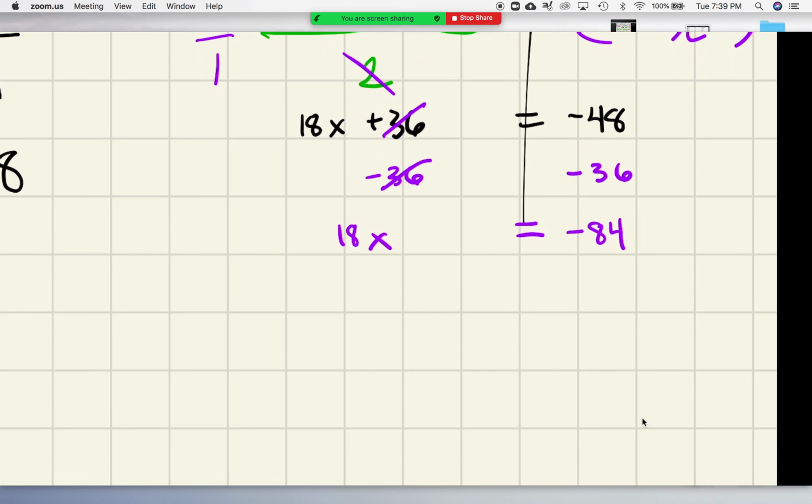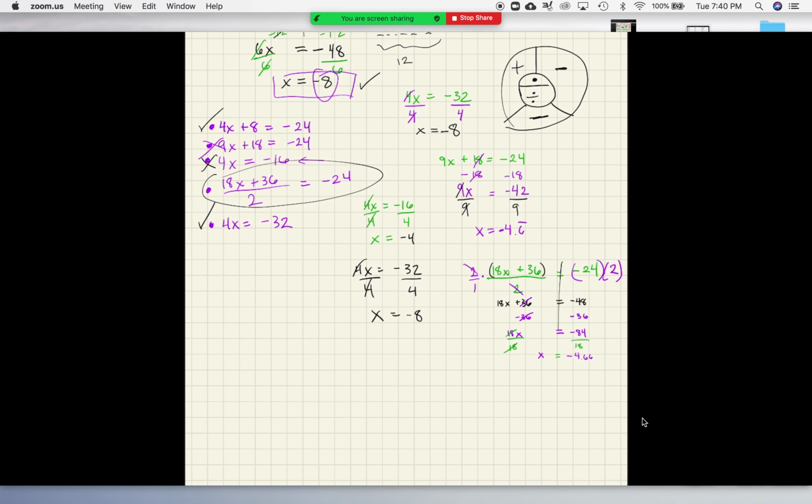And then the last step. We have the 18x, and we divide the 18 by 18, which zeroes itself out, and divide 84 by 18. So I got like 4.66. Yeah, that's what I got too. So same as that other answer, but not the one that we wanted.